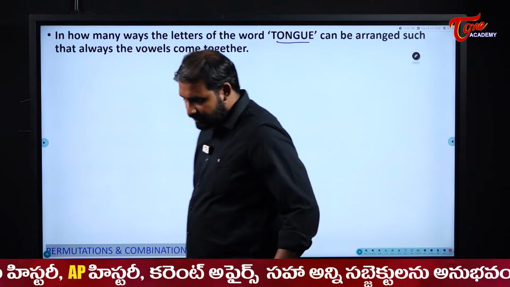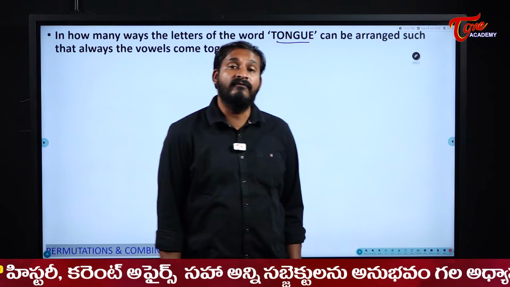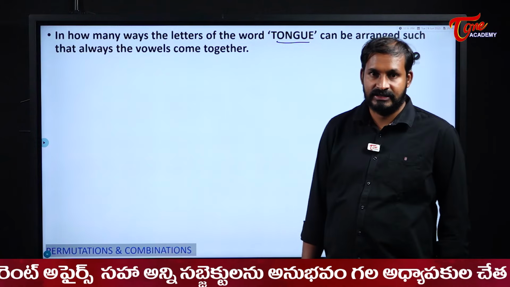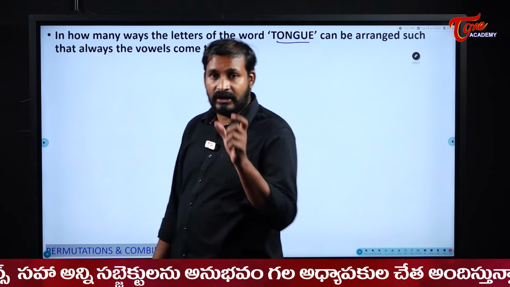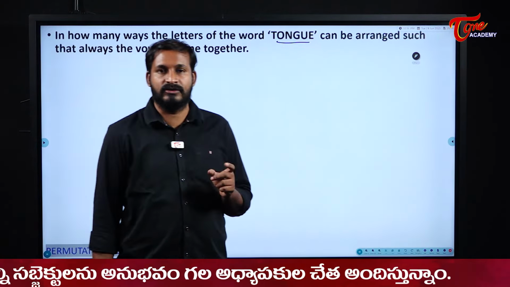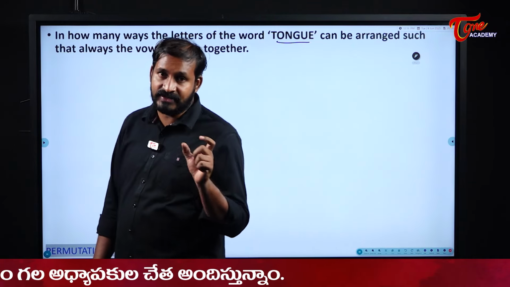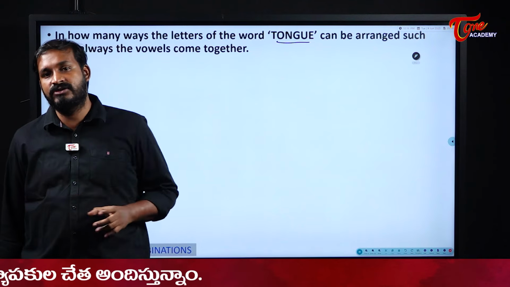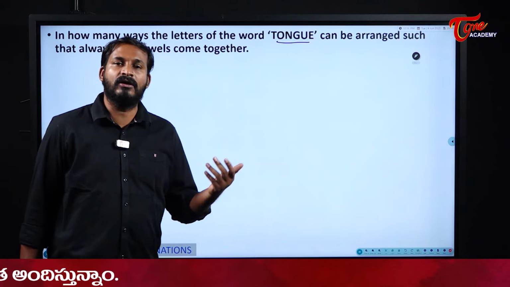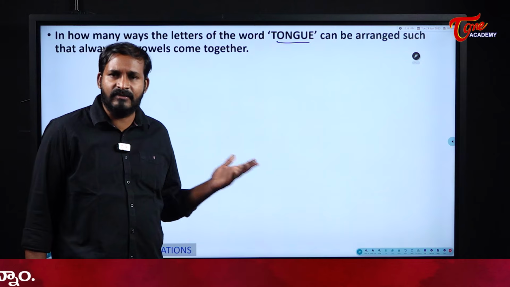Next one. In how many ways the letters of the word tongue can be arranged such that all the vowels come together? Now here all the vowels should come together, students. In earlier cases what we have seen, all the vowels should come together, all the consonants should come together. As groups they should come together, right? Now in this case, please observe carefully, only vowels should come together. We will not bother about the consonants, whether they come together or not, it doesn't matter for us here.